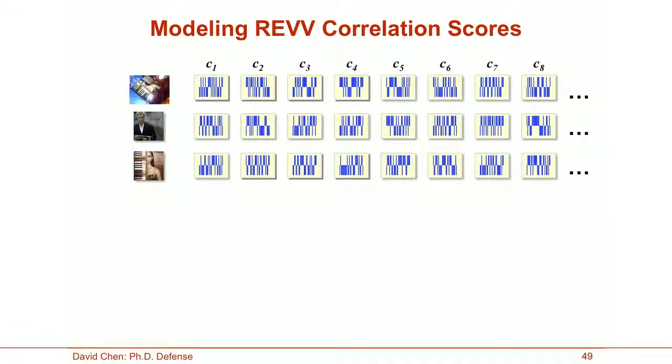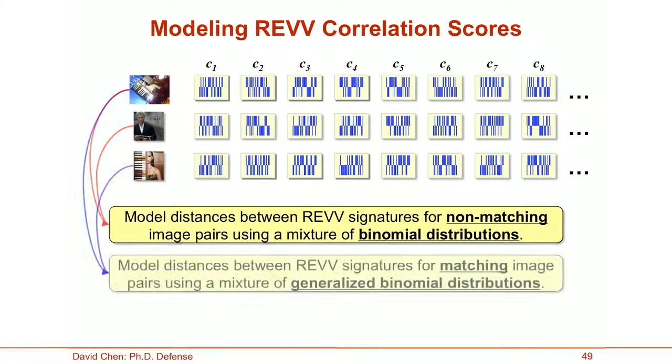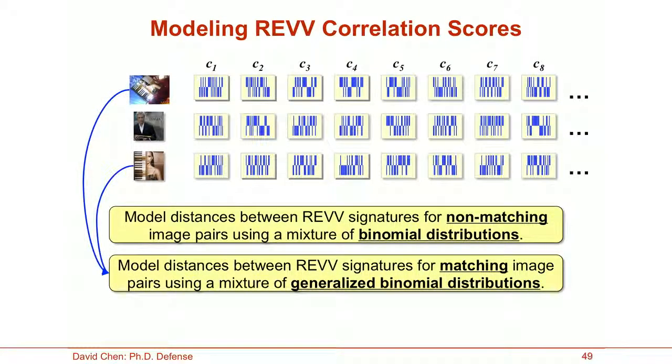As I promised a few minutes ago, I'll explain some of the trends we saw earlier with a mathematical analysis of the REV signatures. I've developed mathematical models for the REV correlation scores. For the non-matching images, I find the distances between the binary signatures can be modeled well with a mixture of binomial distributions. For the matching images, I find the distances can be modeled well with a mixture of generalized binomial distributions, which take into account the strong dependence between the bits for the matching image pairs.